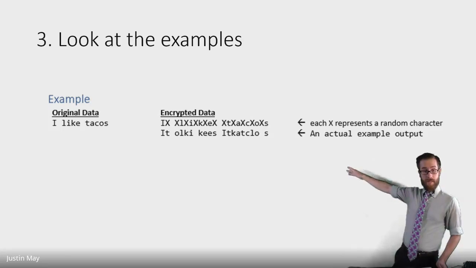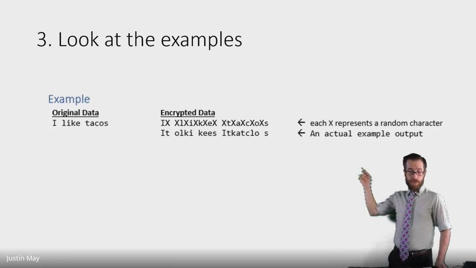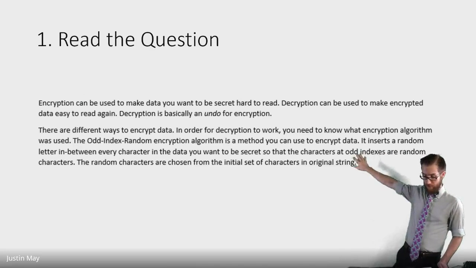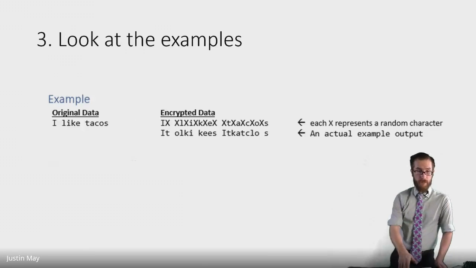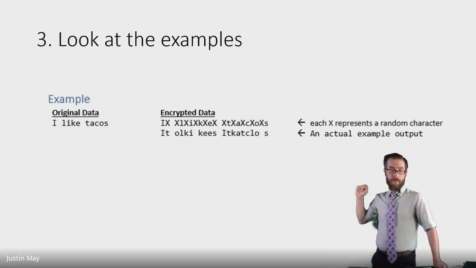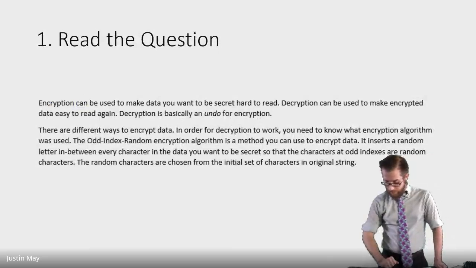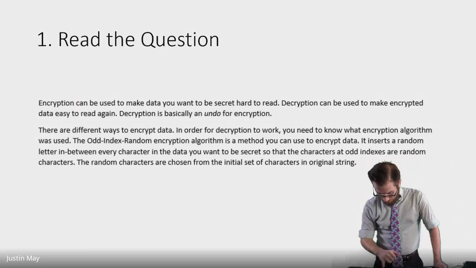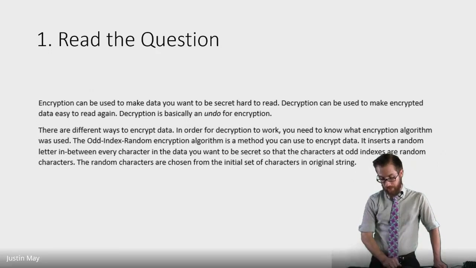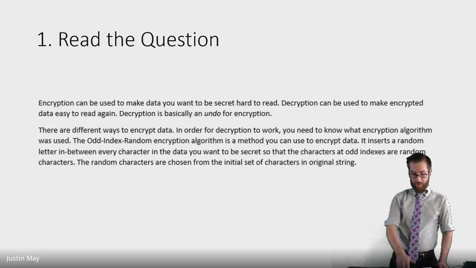If it doesn't make sense how we got from the original data to the encrypted data, then you want to go back and reread the question and try to figure out what you are missing. So if you didn't understand where the random letters that replaced the X's were coming from, you could come back and read, and you'd hopefully see, like that last sentence says, the random characters are chosen from the initial set of characters in the original string. That's describing where those random characters are being chosen from.